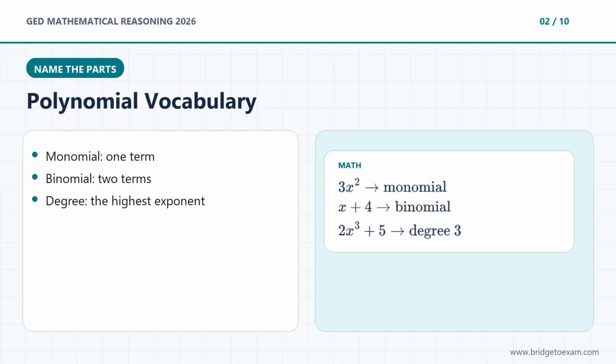First, the words. A monomial has one term, like 3x squared. A binomial has two terms, like x plus 4. A trinomial has three terms. The degree is the highest exponent. In 2x cubed plus 5, the degree is 3, because the highest power is 3.